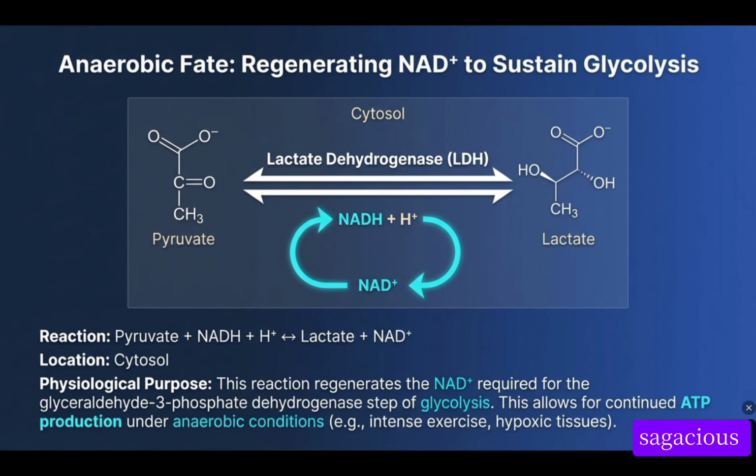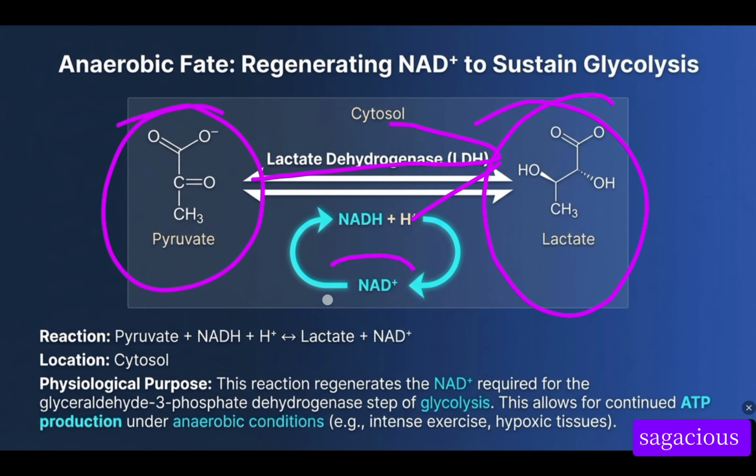Now, during this process, look at the structure of our pyruvate. It is converted to what? Lactate, by an enzyme known as what? Lactate dehydrogenase. And anytime you hear of lactate dehydrogenase, we are taking NAD positive and converting it to NADH, or taking NADH and converting it to NAD positive.